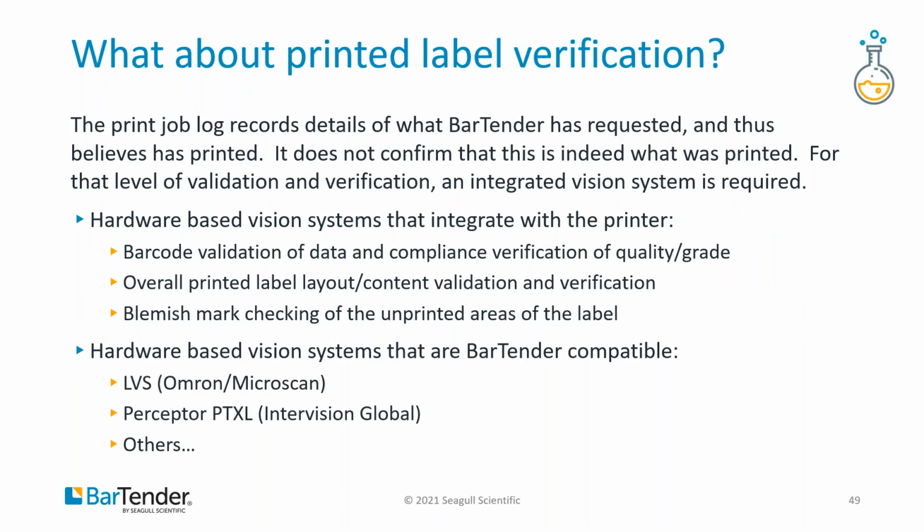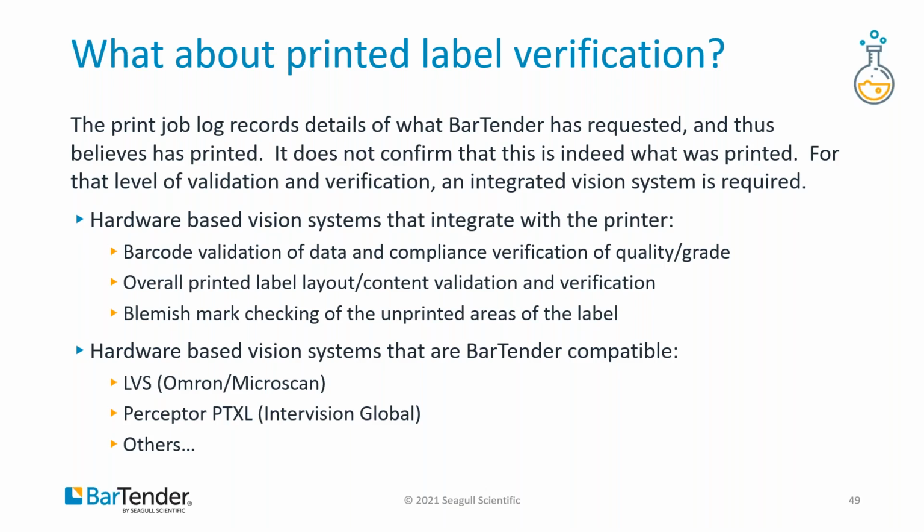Okay, so we've looked at traceability as it is in BarTender, but just to finish off, what about traceability and verification of printed labels? The print job log in BarTender records details of what BarTender has requested and thus believes what has printed, but it does not confirm that this is indeed what has printed. For a level of validation and verification, you need an integrated vision-based hardware system.